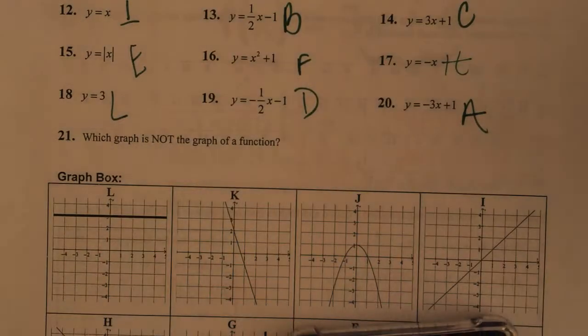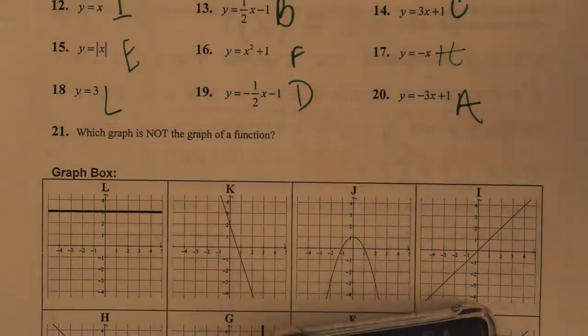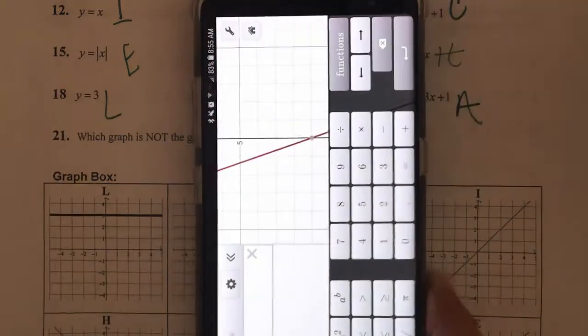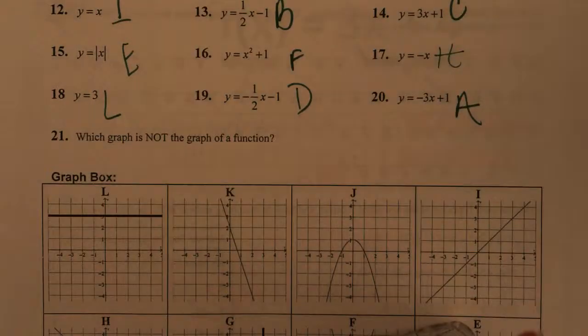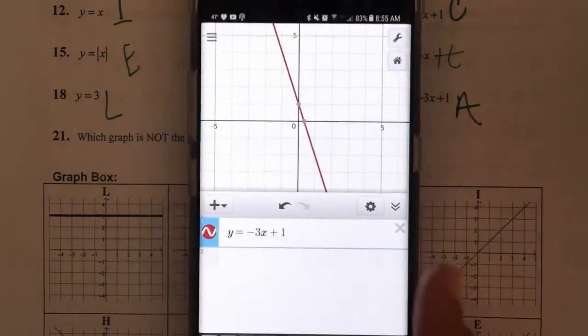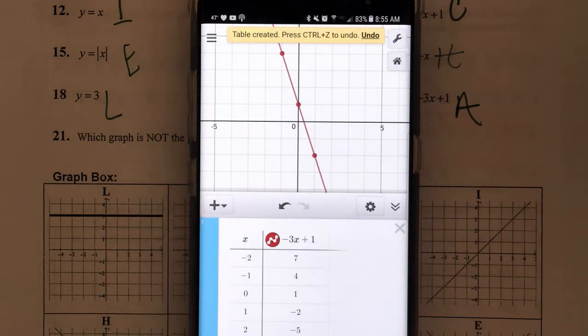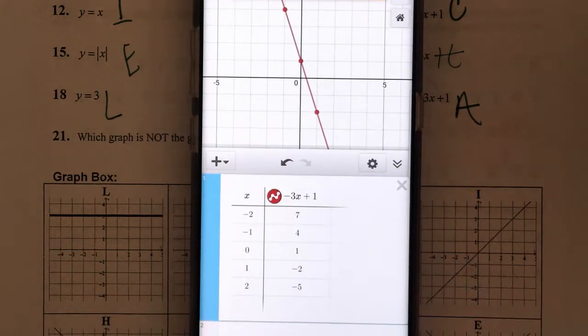And then which graph is not the graph of a function? G is not the graph of a function. It would not pass the vertical line test. Now, another spiffy thing about this is I can hit this wheel cog thing, and I can get a table. And it pulls up a table for you. Isn't it lovely? Desmos, D-E-S-M-O-S.